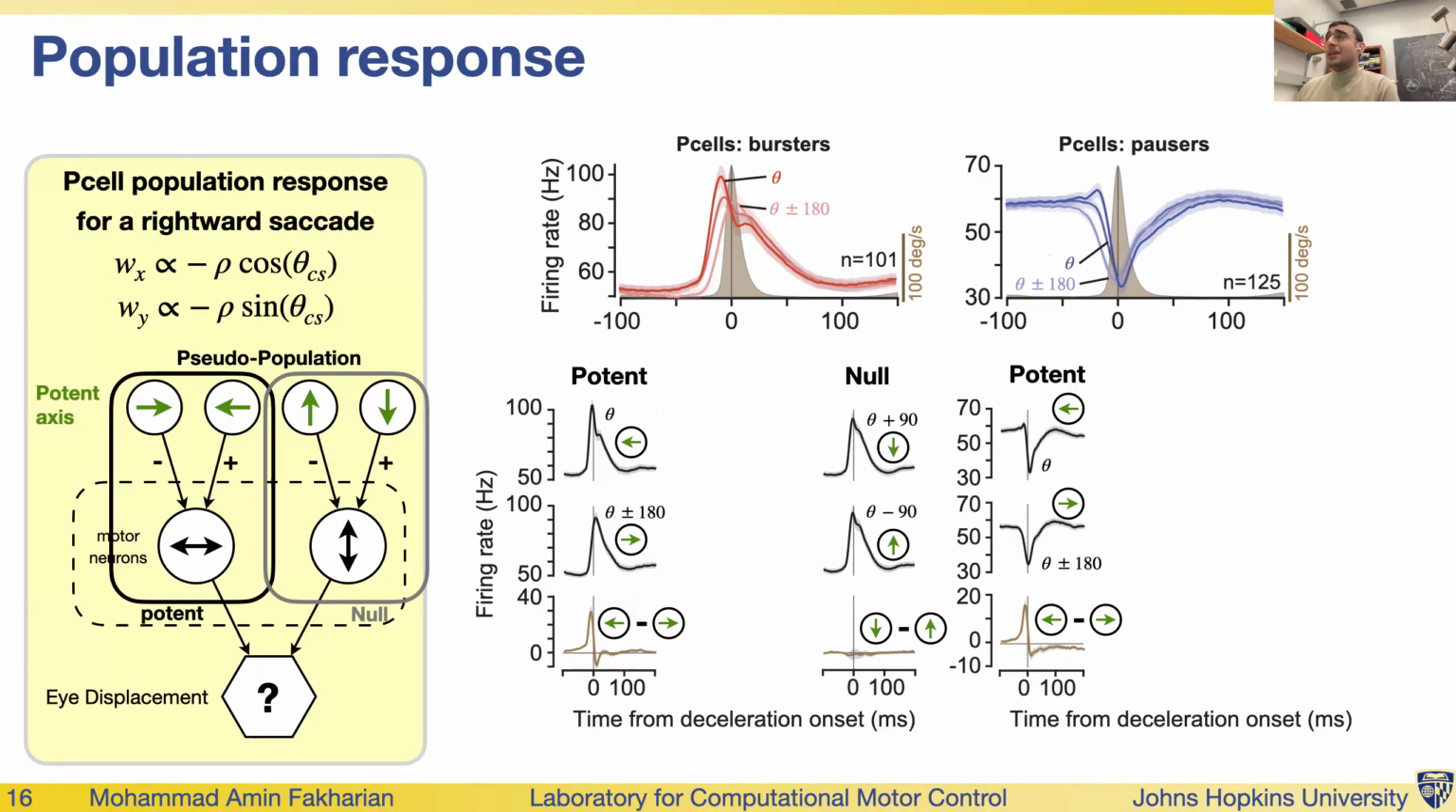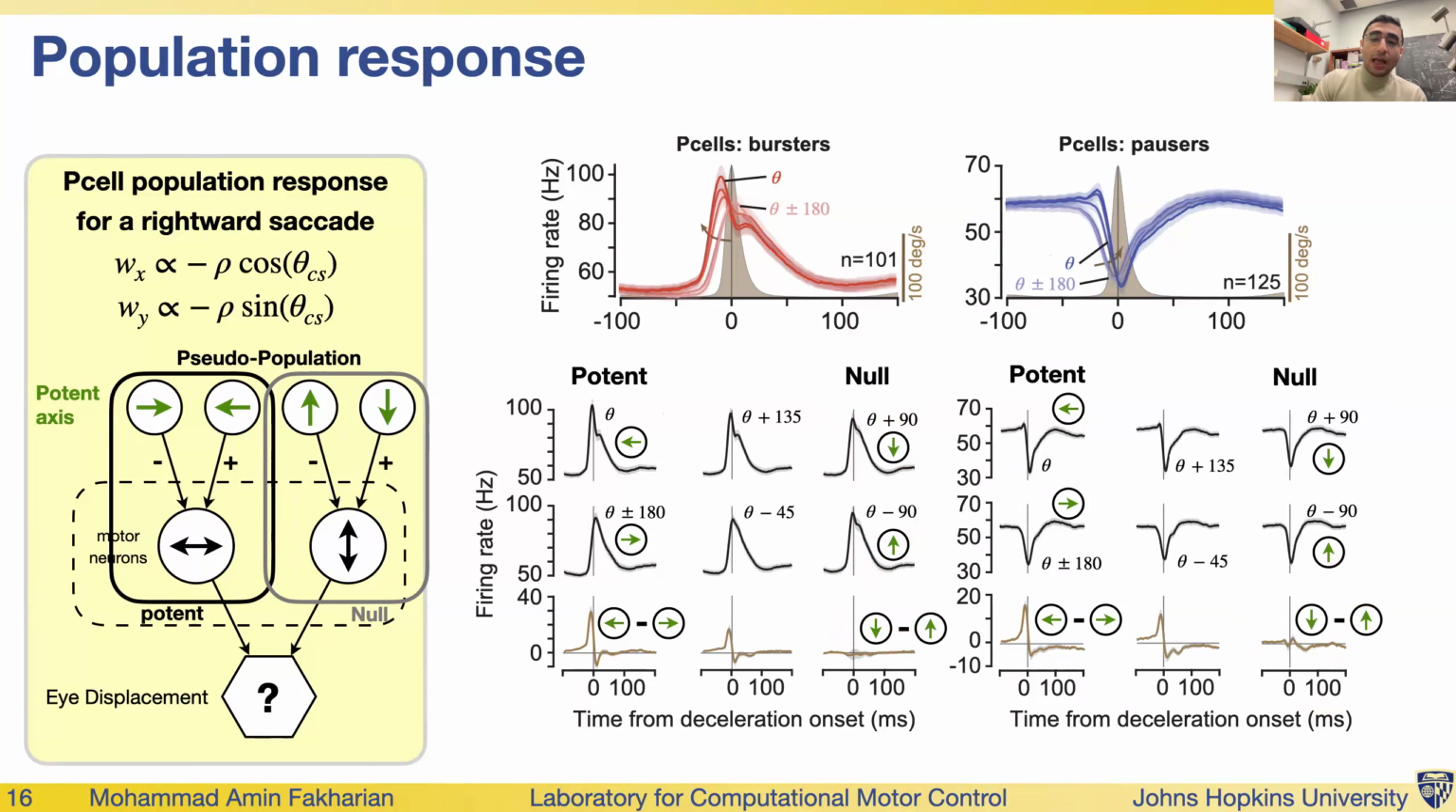And also the prediction is that for the up and down responses, for the rightward movement, the responses should cancel out each other and should go to the null space. And that is in fact what we see. There is a symmetry in the bursters' response that cancel out each other for upward and downward movement, as can be seen here, and also for the pausers. And for diagonal responses, they are placed somewhere in between, as you expect.